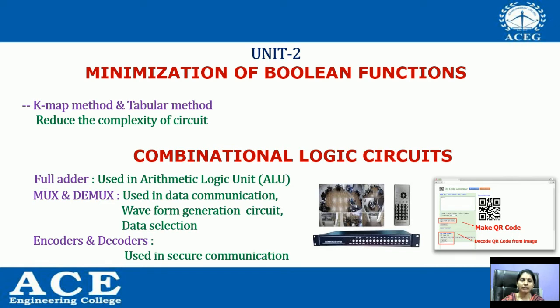Next, we move on to multiplexers. Multiplexers are used in data communication, waveform generator circuits and data selection. One example of an analog multiplexer is the source control on a home stereo unit that allows the user to choose between audio from a compact disc, that is CD, DVD player and cable television line, which is displayed on your screen.